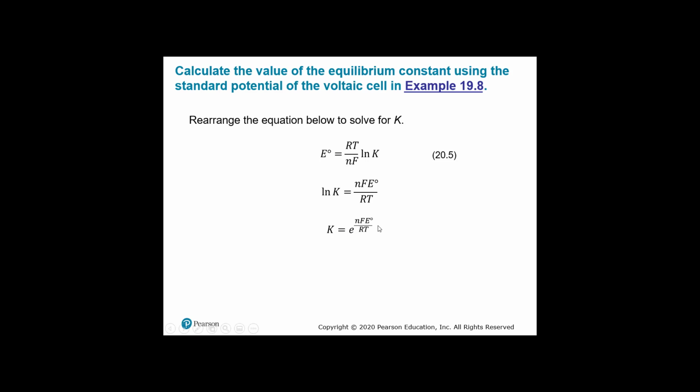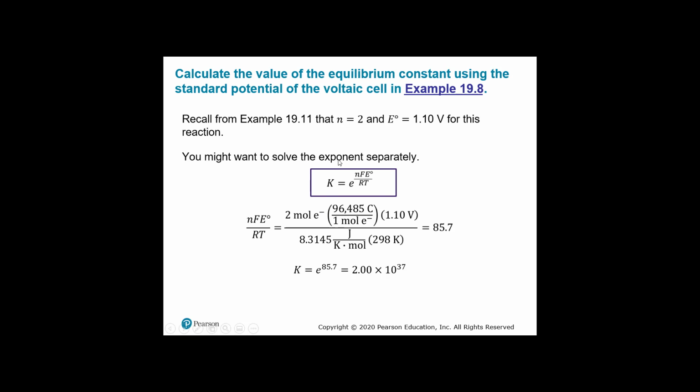So this is just showing you how we get this information. This is the problem that is being asked for to use in this one. So I put a box around it so you can see. Now we're just going to plug everything in. So we have 2, we have Faraday's constant, we have the cell potential, we have R, which is the gas constant, we have the temperature. We plug all that in, plug that into the exponent, and it gives us our value.